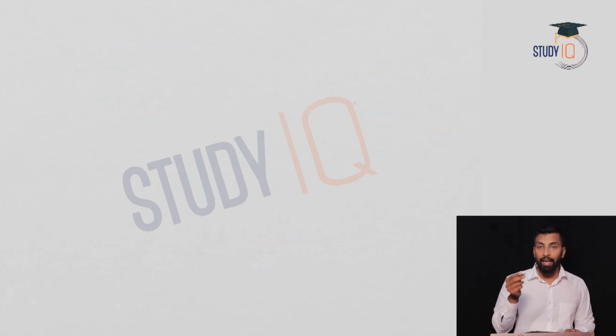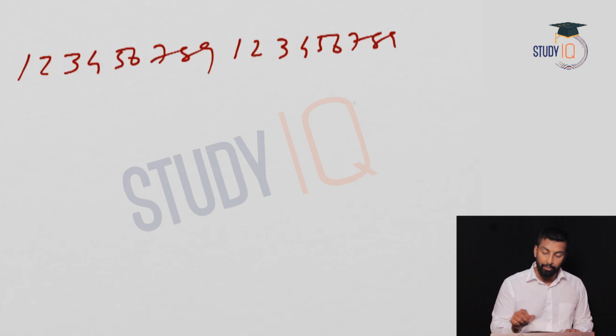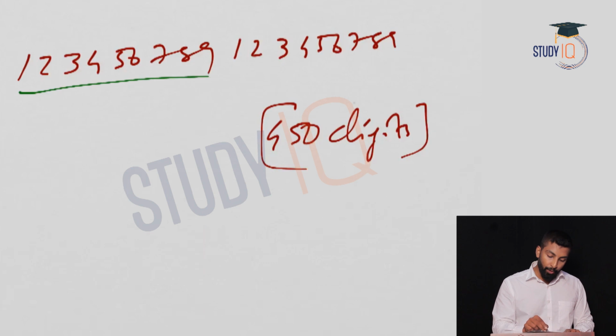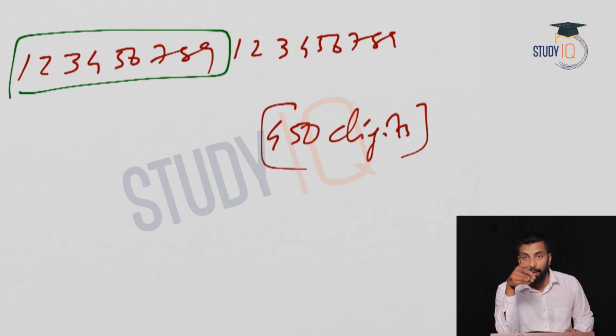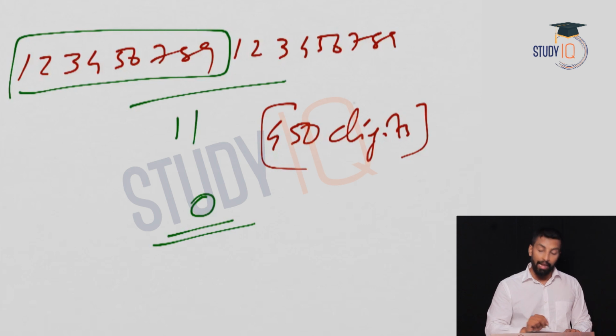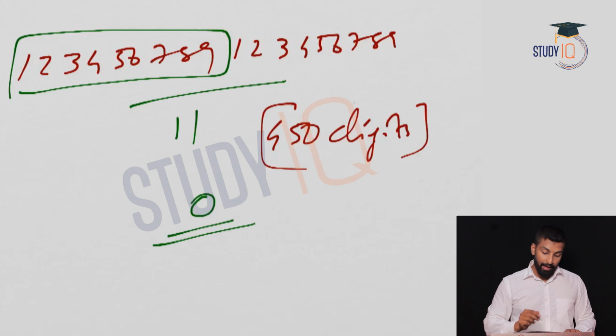Okay, see, I give you one more question. 1 2 3 4 5 6 7 8 9, 1 2 3 4 5 6 7 8 9, like this, 450 digits. That means this is going up to 9. One group I can take, means I am grouping into groups of 9. So one group is 9 digits, 450 digits means 50 groups. So 50 groups means 25 positive groups, 25 negative groups. Both will get cancelled out. What is your remainder? The remainder is 0 when you are dividing by 11. Basically you don't have to do anything, right? Just group into groups of 9.